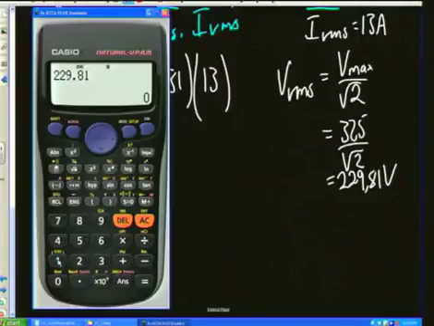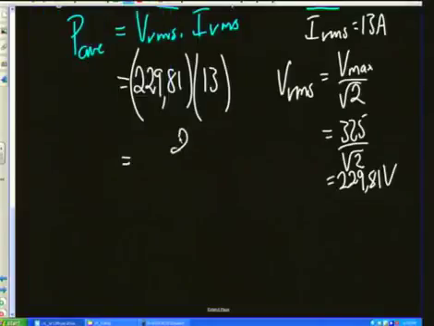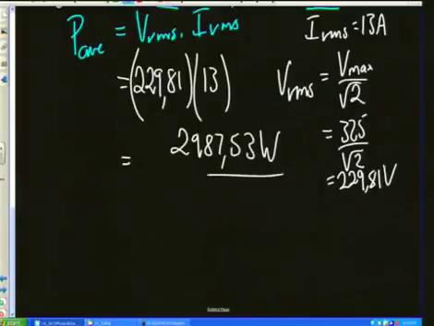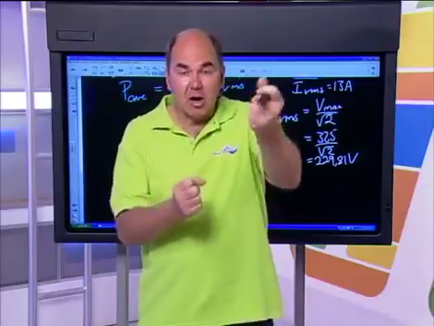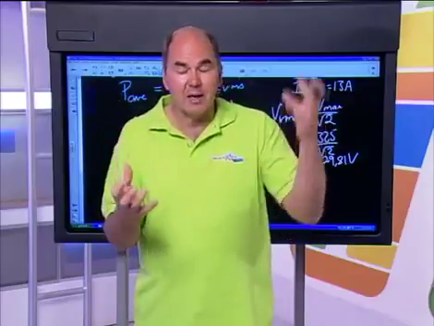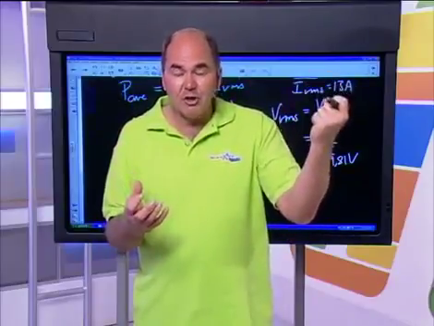229,81 times 13. And that will give us 2987,53. And give the right unit. It's power, so it's watts. Okay, guys? Hope you see that it's not that difficult. As long as you isolate, we've got these 2 factors. The RMS, which is like your average, and you've got your maximum.